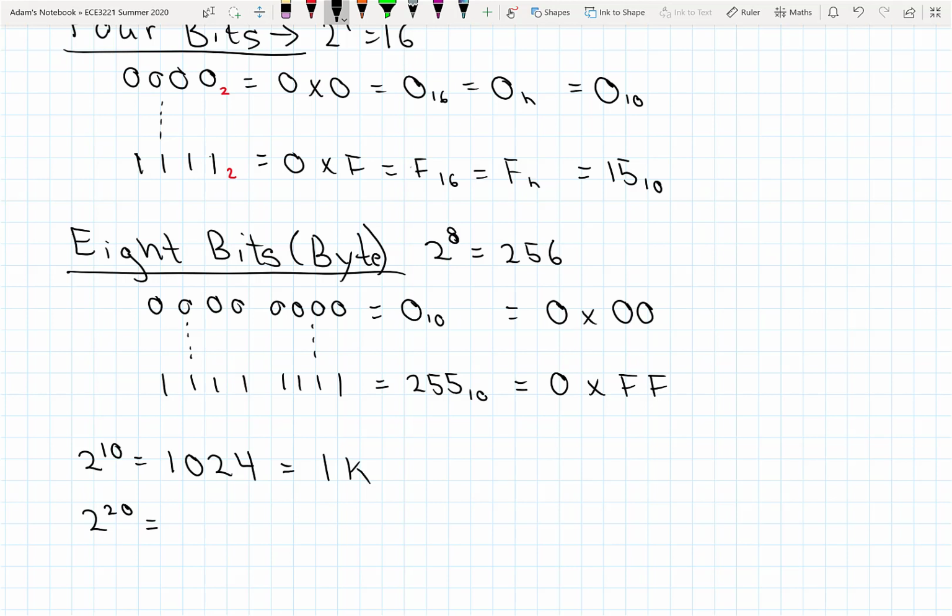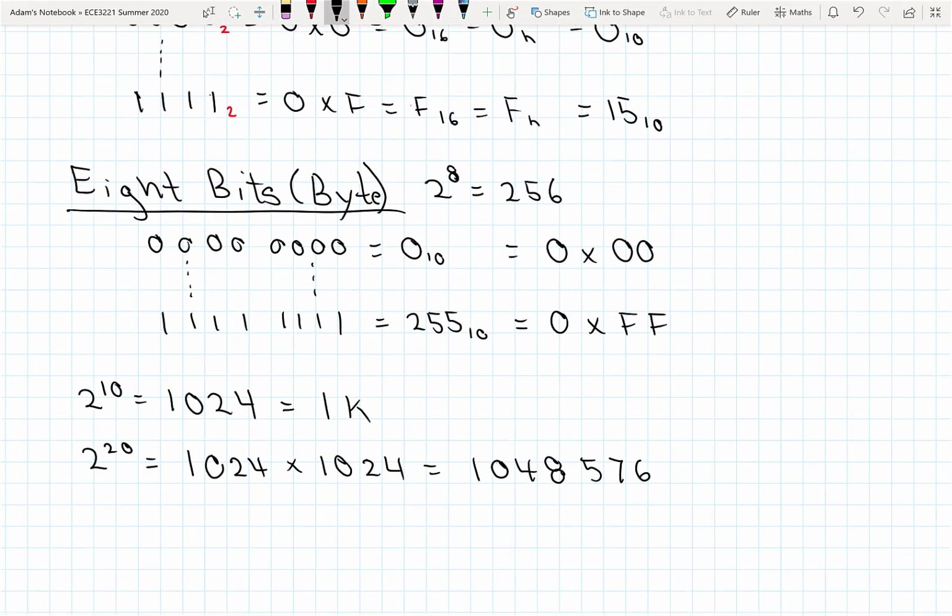Okay, doubling that, 2 to the 20. This in the digital world is the equivalent of 1024 times 1024, which is 1,048,576. But again, that gets difficult to remember, so often instead we say, well, this would be 1K times 1K, which is 1 meg. Okay, and again, we have to remember that this 1 meg in digital representation actually is equal to a little bit more than 1 million.